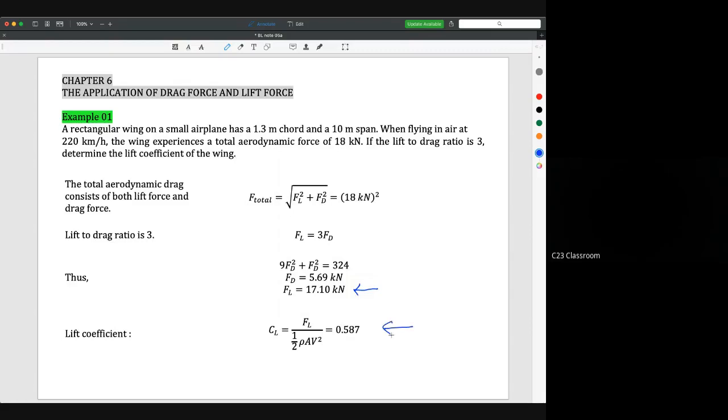The relationship between lift force and the lift coefficient can be written like this. Normally in textbooks we write the lift force as equal to CL times 1 over 2 rho A V squared. Then we can determine the lift coefficient CL here, which is equal to 0.587.